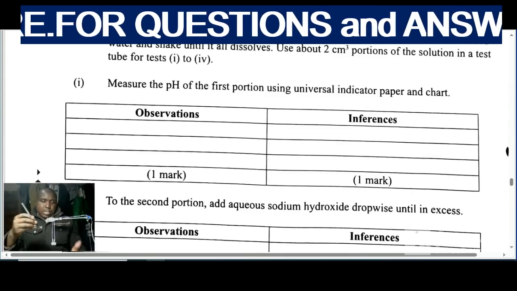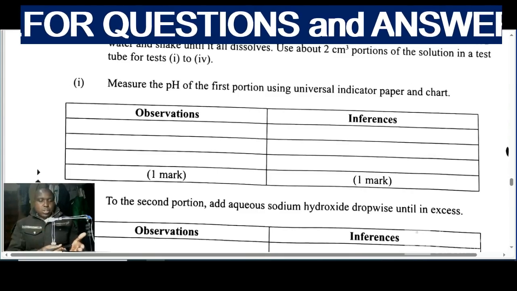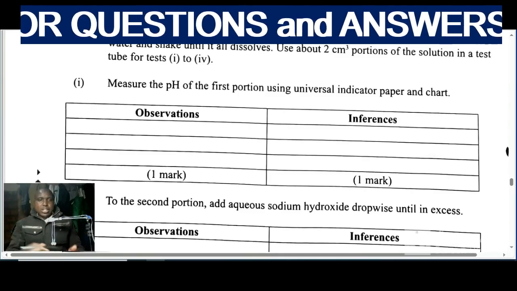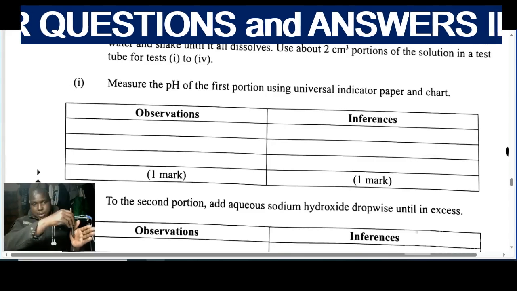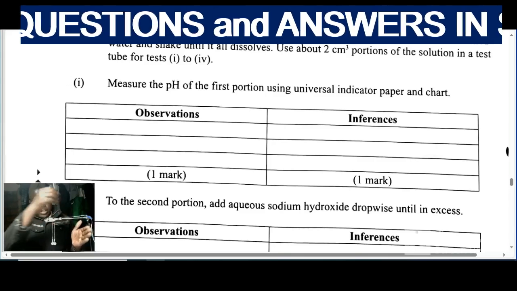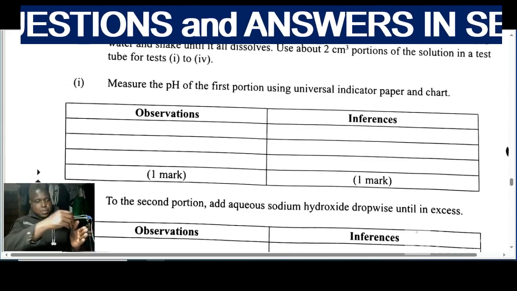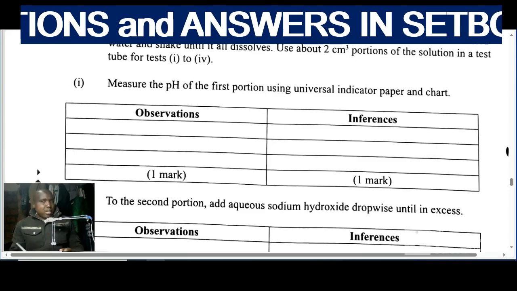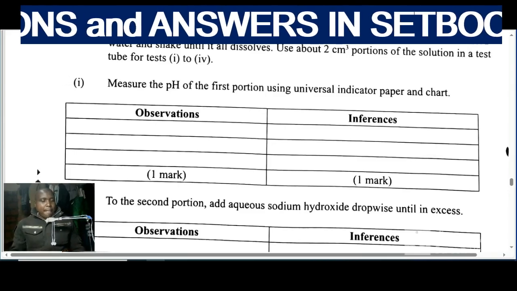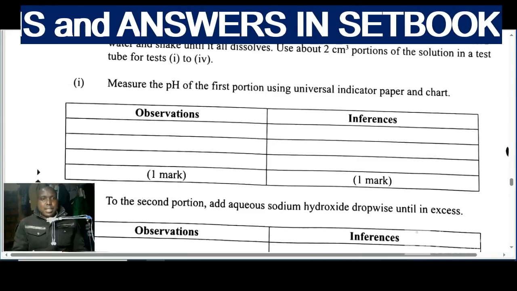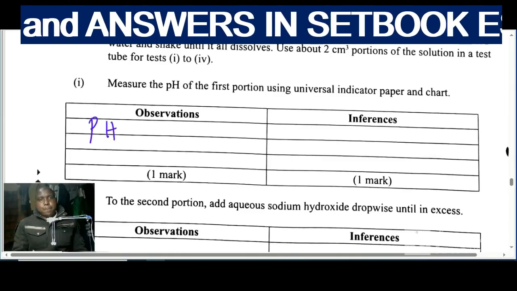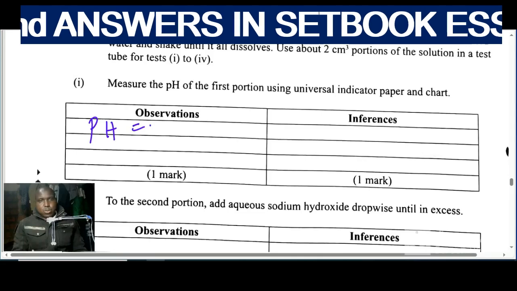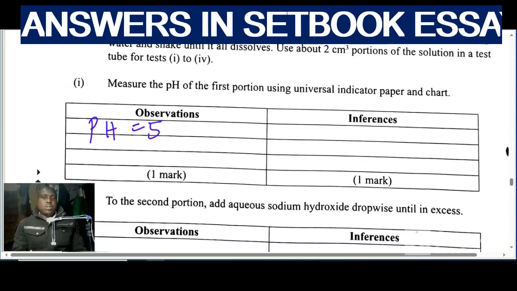You take the solution in the test tube, you check with the pH scale you have been given, from 0 with the colors up to 14. You compare, you see what color this solution looks like. If you see it looks red, it means it is 1 or 2. If it looks yellow, that is 6. So for this case the pH was equal to 5.